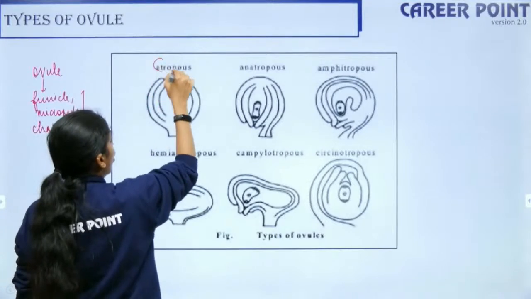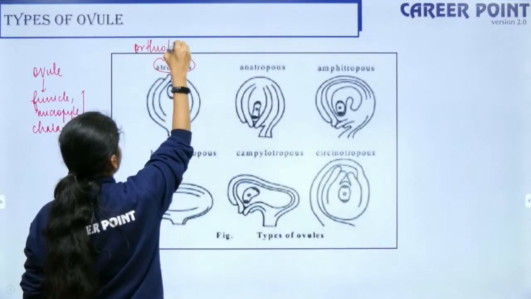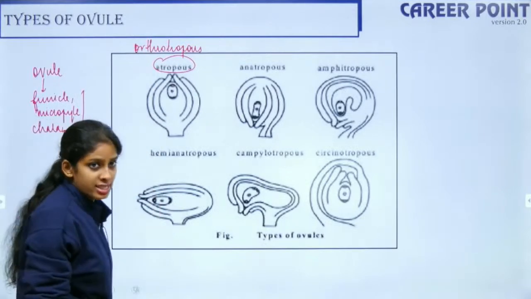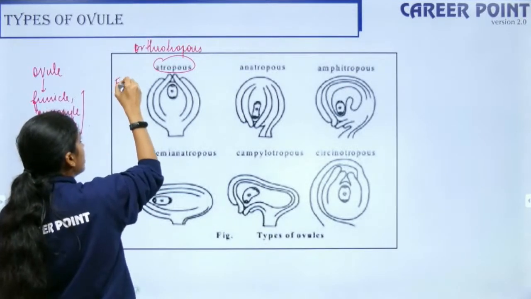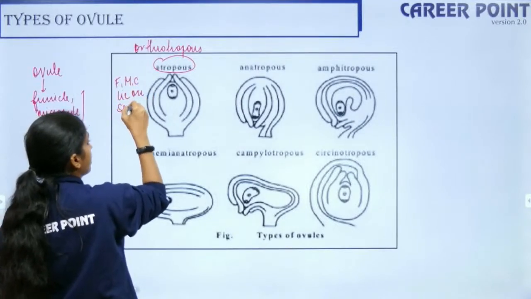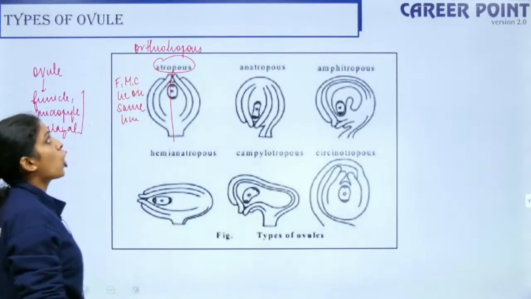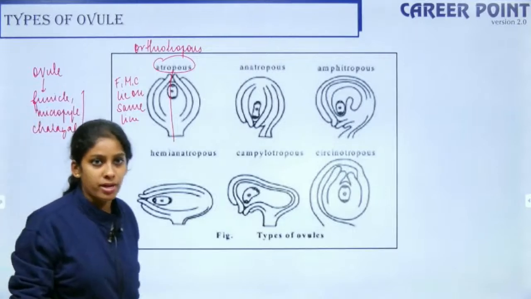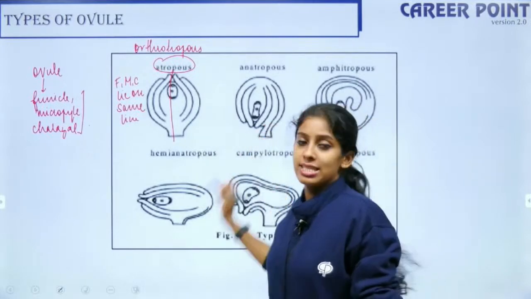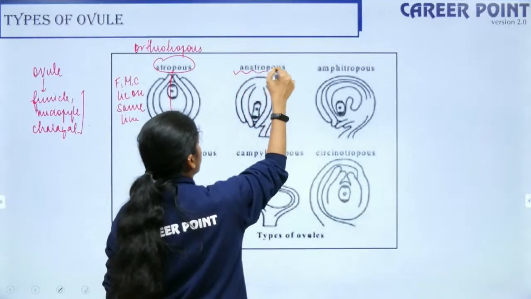So atropous or orthotropous is the same. So atropous or orthotropous is the same. So here the funicle, the micropyle, the chalazal end all lie on the same line. So everything lies on the same line, that is orthotropous or atropous. Okay, fine. It is not in NCERT, but this is important. Okay, fine. The next one is anatropous.